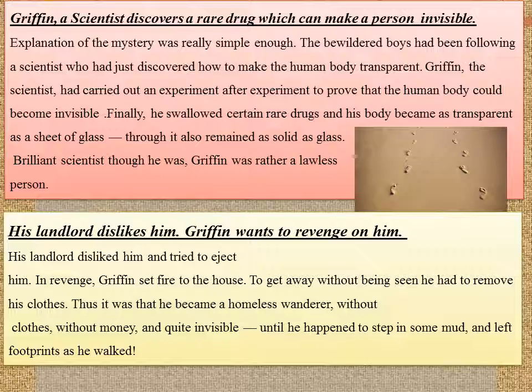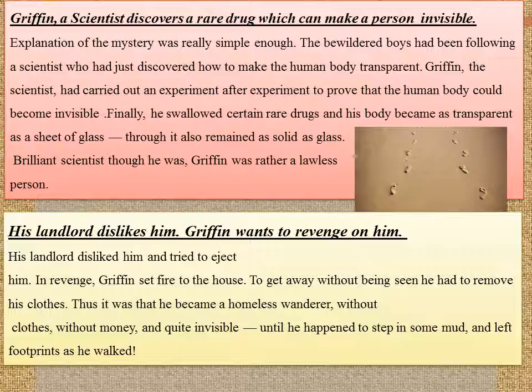They started following the footprints. They followed them until the footprints became invisible. They had been following a scientist who had discovered how to make the human body transparent or invisible. It was Griffin, the scientist who had been working for a long time to see how to make the human body invisible. Suddenly, one day he consumed certain drugs which made his body invisible, though it could be felt.